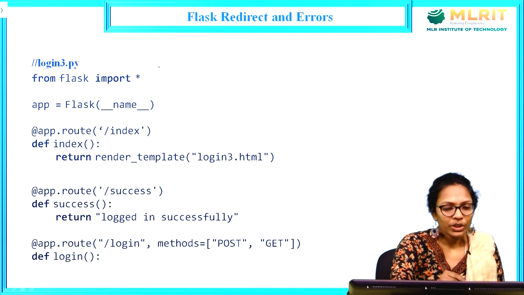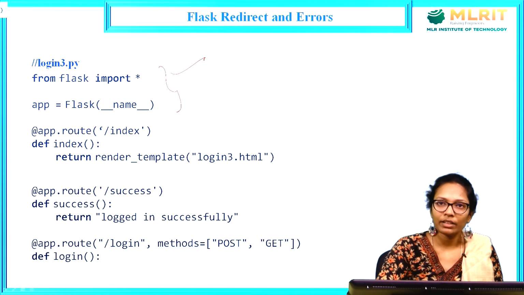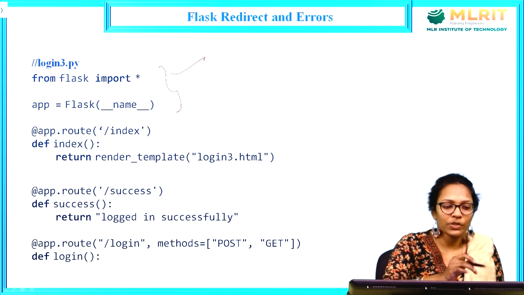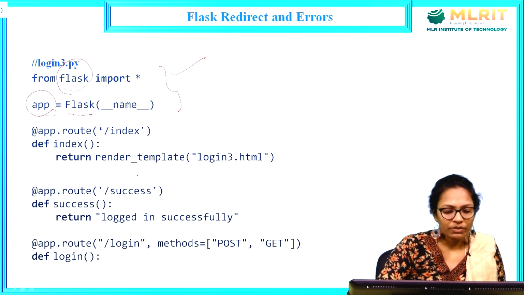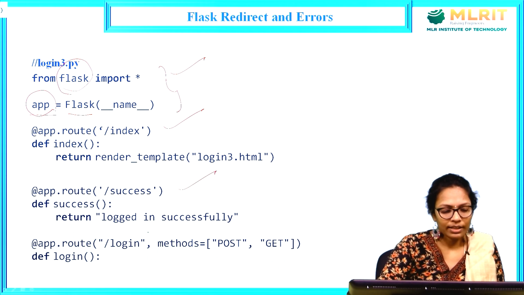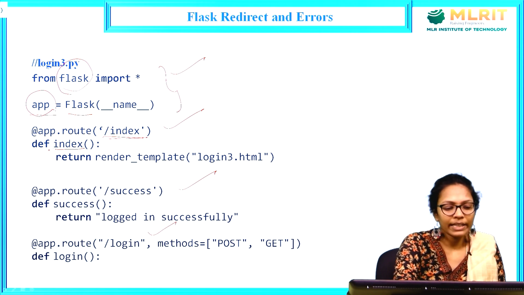Here we know these two are common. We are importing all the related classes and predefined functions from the Flask package, and creating an object for Flask, that is app. Here I'm using different routes: one is /index, one is /success and the other one is /login. If it is /index, it executes the index method.